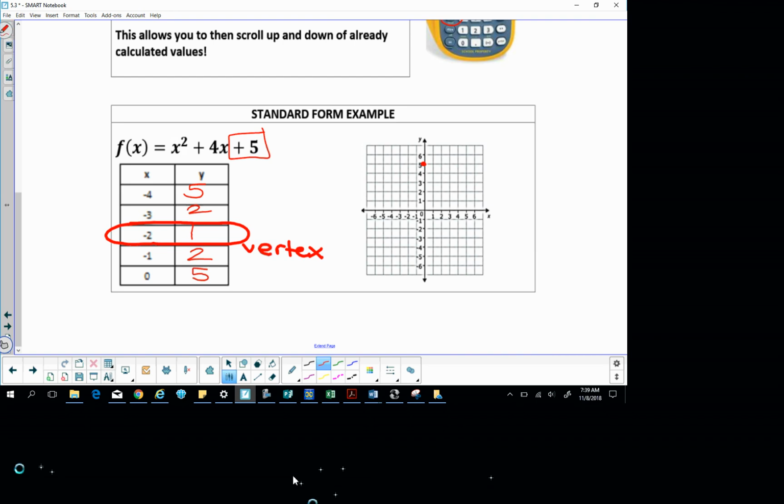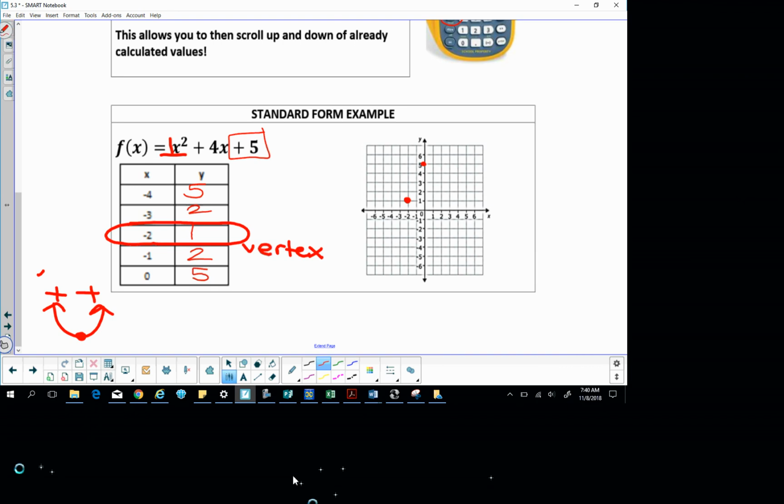Let's look at it. We see our leading coefficient's positive. So would it be a positive Patricia or negative Nancy? If our leading coefficient is positive, we know we're going to have a positive Patricia. There she is. So our vertex, would it be a min or a max? Minimum, right? So we know that this -2, 1 would be our minimum.